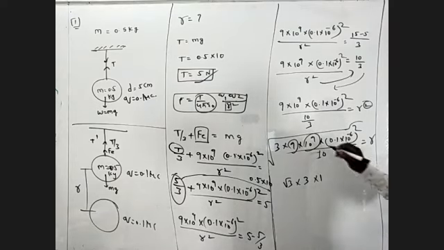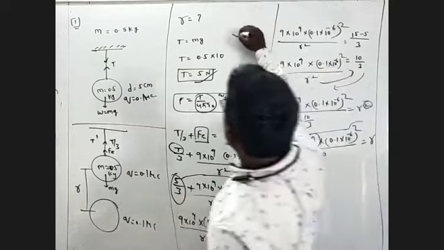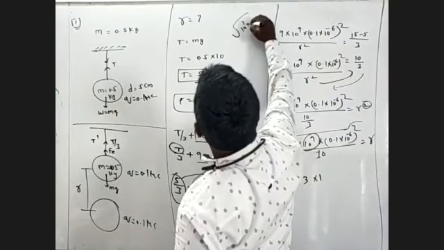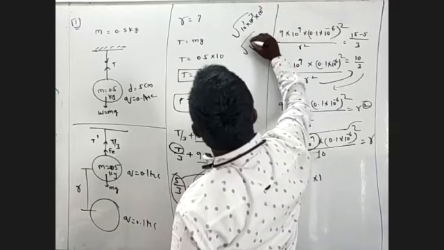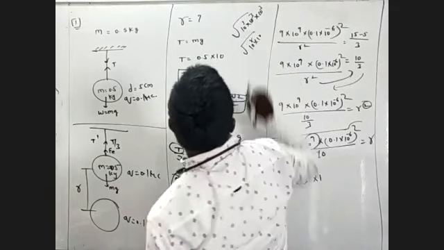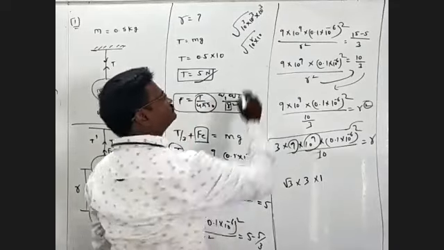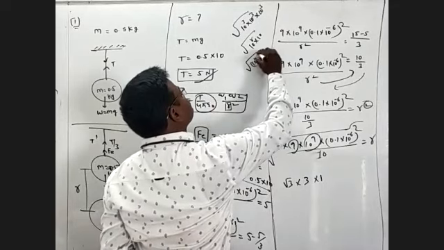This is root 10 cube into 10 cube. This is the 10 cube. Now you can write it. This is 10 power of 8 into 10 power of 8 into 10. This is the value, 10 power of 4 whole square into 10.